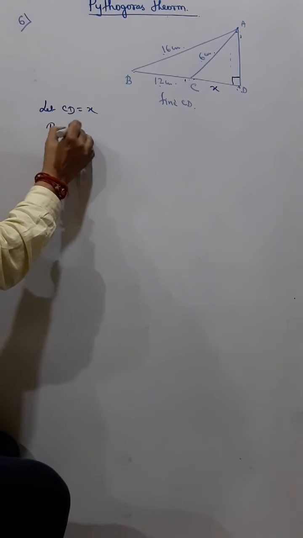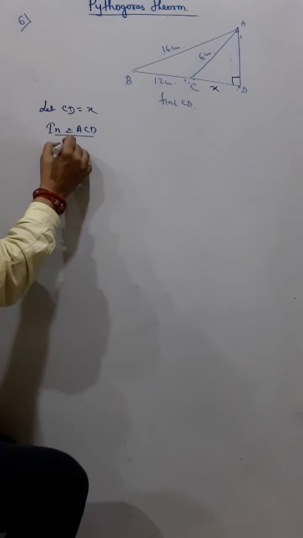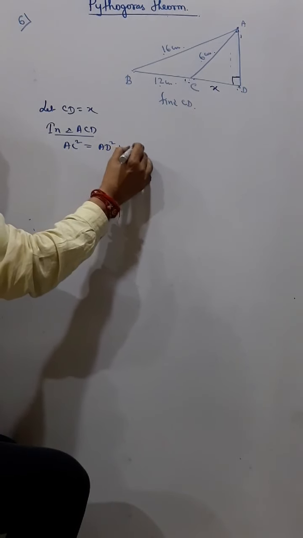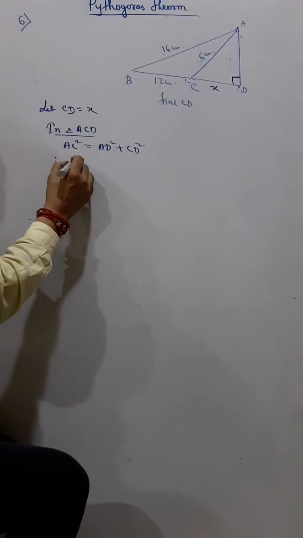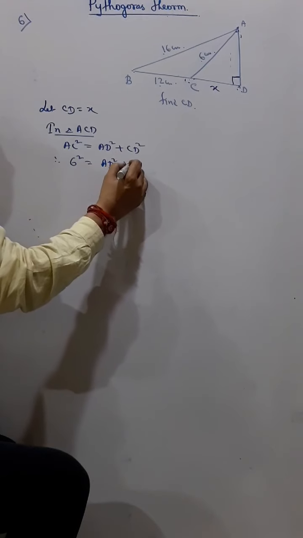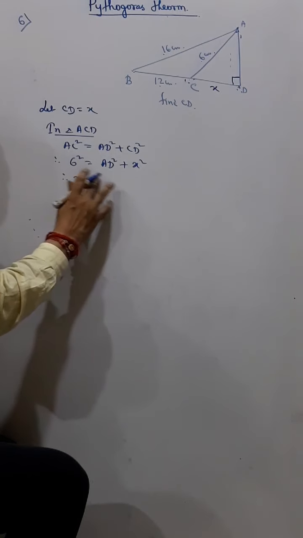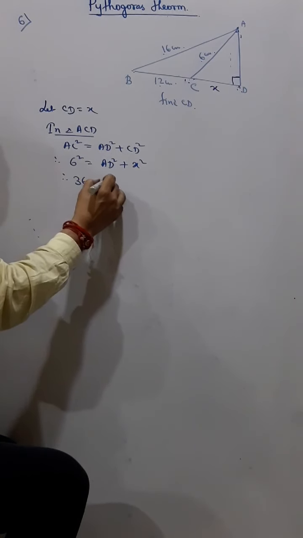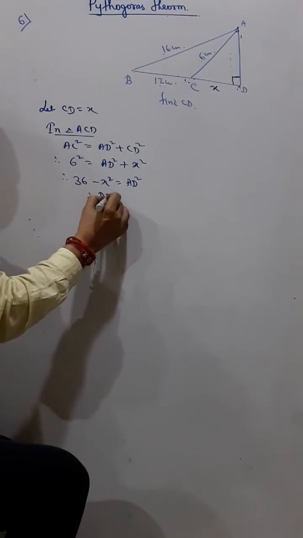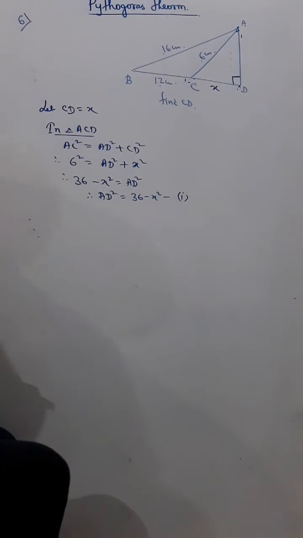Okay, so in triangle ACD first, we get AC square is equal to AD square plus CD square. So AC is 6 square, AD, and CD is x square. So finally we get 36 minus x square is equal to AD square. Understand? So that means we got AD square as 36 minus x square. Let it be number 1.